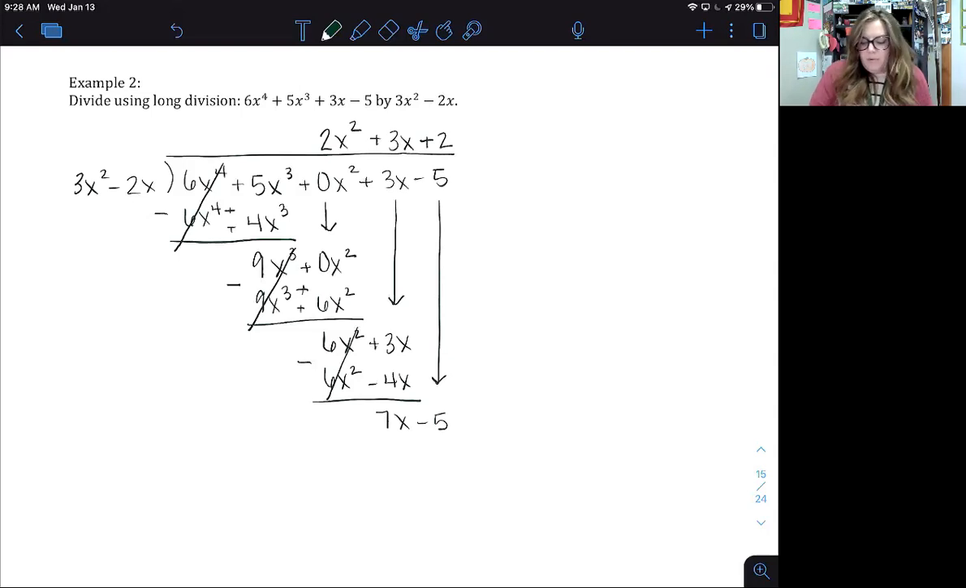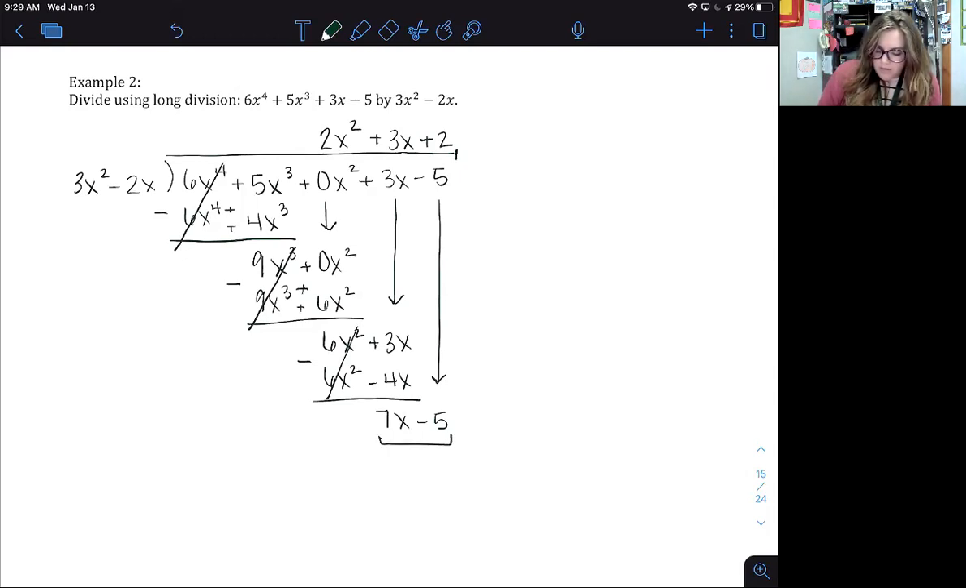So here we have to stop. And here's the reason why I always tell you to line up your like terms. Since we reached the end of our quotient bar, that means we can't divide any further. So if you look at this 7x and 3x squared, since 7x has a lower exponent value, we can't divide it, okay? So this whole expression becomes the remainder. So our answer: 2x squared plus 3x plus 2 plus 7x minus 5 divided by 3x squared minus 2x.